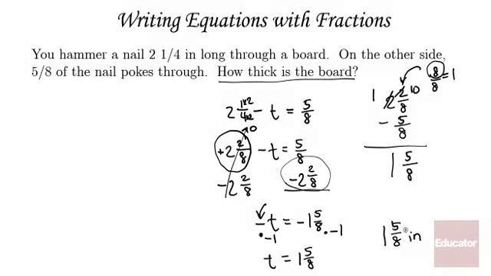If we did this correctly, it should be smaller than the nail, because remember that an extra part of the nail was poking through the board. And if we look here, yes, 1 and 5/8 inches is smaller than 2 and 1/4 inches.